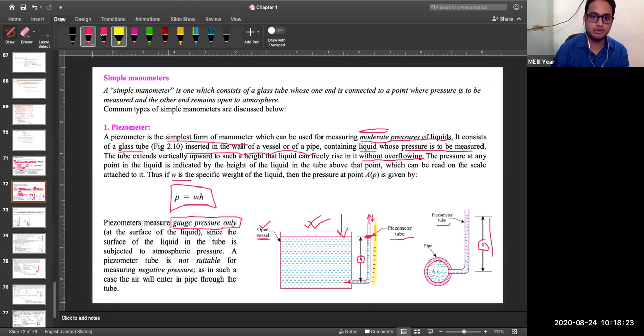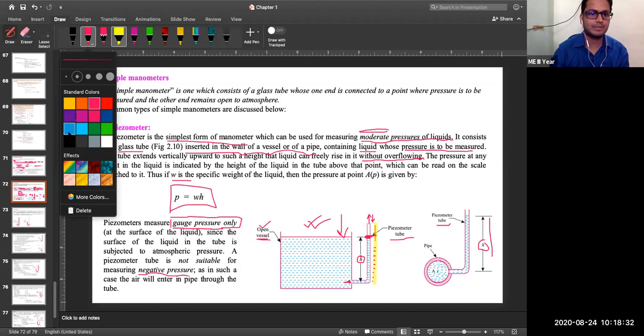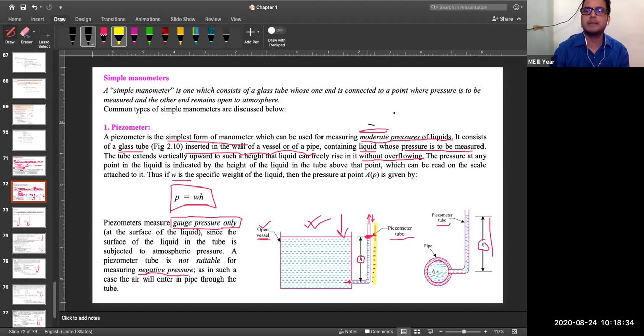A piezometer is not suitable for measuring negative pressure. Third point in your piezometer. The first one is it can measure only moderate pressure. Second point is it can measure gauge pressure only. Third point, now what is coming? It is not suitable for measuring negative pressure. Yes. Now anyone in the class, can you tell me why it will not be used to measure negative pressure?